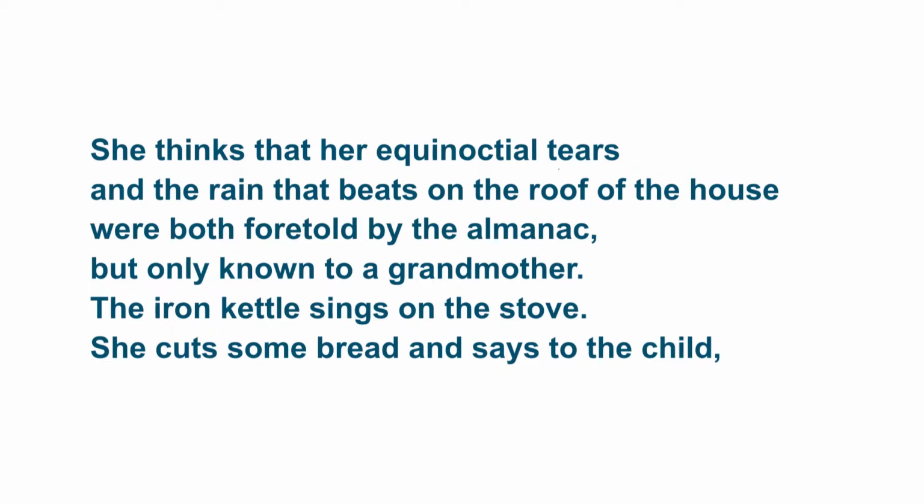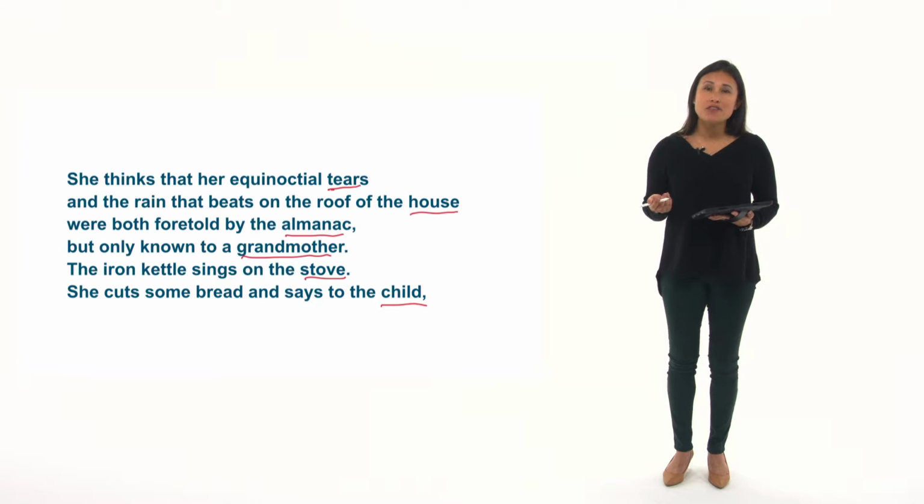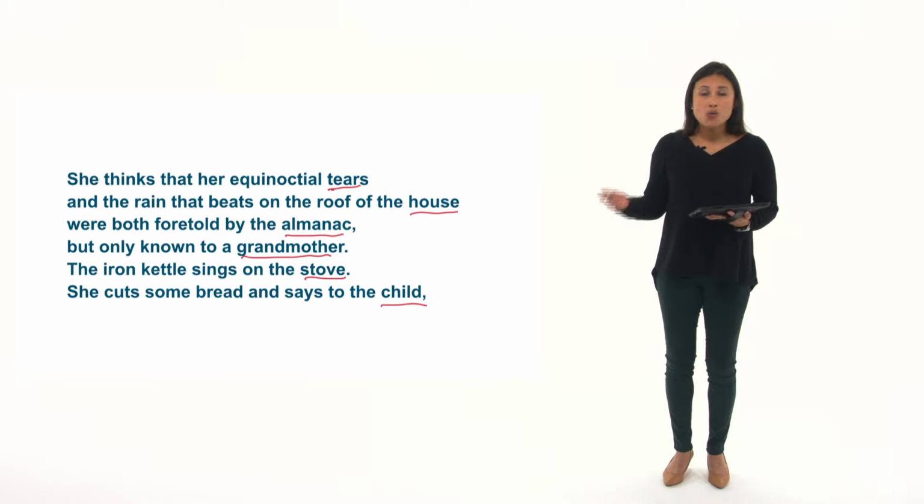So again, we have the same last words. And yet somehow the poet has crafted a movement in the story. We see a scene here between a grandmother and a child in a house on a stove. And even though the poet is using the same words, we're getting closer to a movement in a story. Let's continue.